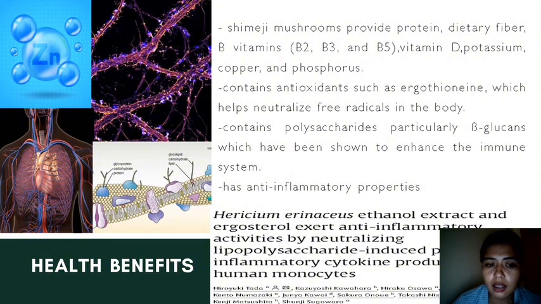Another health benefit of the shimeji mushroom is that it contains polysaccharides, particularly beta-glucans, which have been shown to enhance the immune system. These compounds, the beta-glucans, stimulate the activity of immune cells like macrophages and natural killer cells, improving the ability to fight off infections and potentially reducing the risk of tumors.